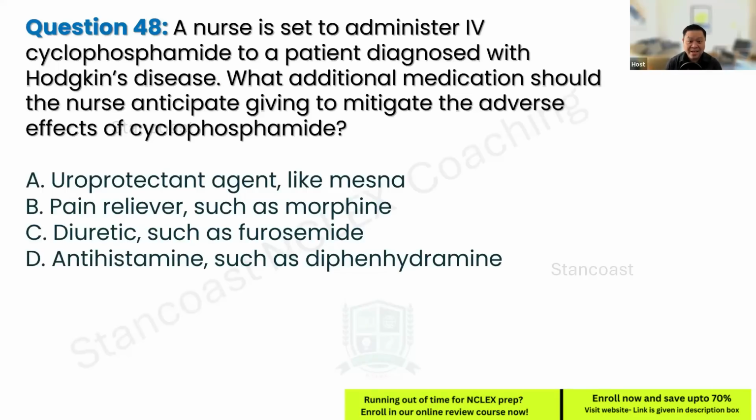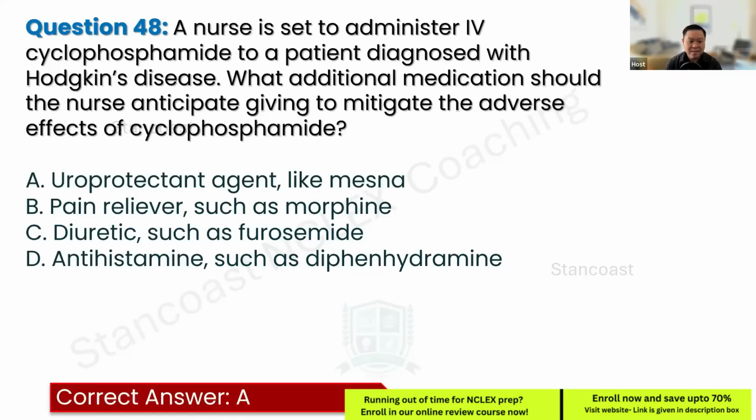The correct answer here is letter A, Mesna. This is specifically used as a uroprotectant to prevent hemorrhagic cystitis, which is a known adverse effect of cyclophosphamide. We know that cyclophosphamide can cause toxic byproducts, which can lead to bladder irritation and also inflammation if not properly neutralized. And so the action of the Mesna is to bind to these byproducts in the urinary tract, and this will reduce the risk of bladder damage.